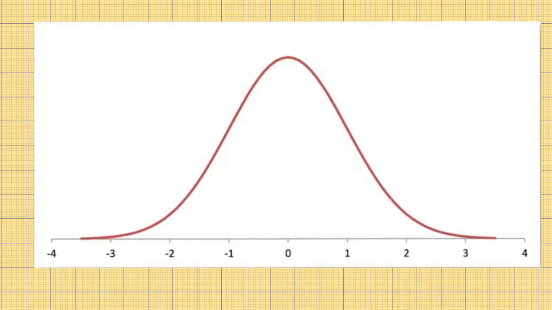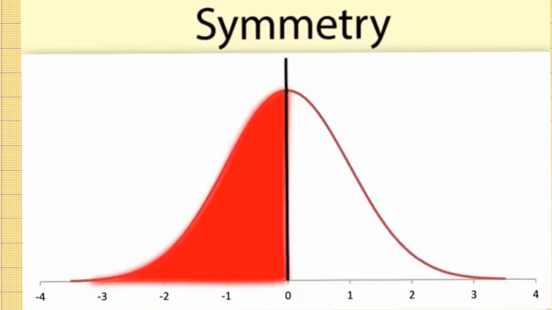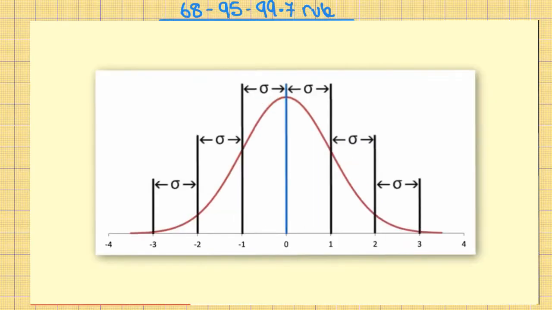The distribution is symmetrical, with half the values above the mean and half the values below the mean. It tapers out in both directions, because the further you get away from the mean, the fewer values there are. The 68, 95, 99.7 rule. The normal distribution is perfectly symmetrical around the mean.